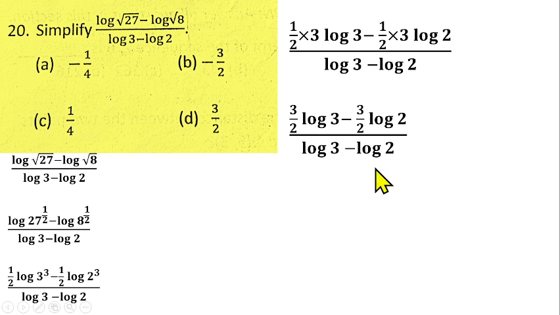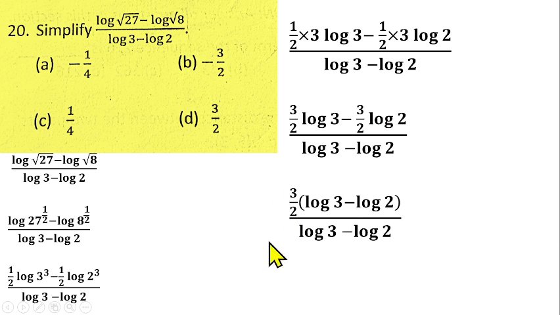Same thing here as well. Then if you look at everything here, 3 over 2 is common, so you can factorize that out. So that means you'll have 3 over 2 into (log 3 minus log 2) over (log 3 minus log 2). So this can take care of this. Log 3 minus log 2, we cancel log 3 minus log 2 under, so we are left with 3 over 2, which is option D for question number 20.